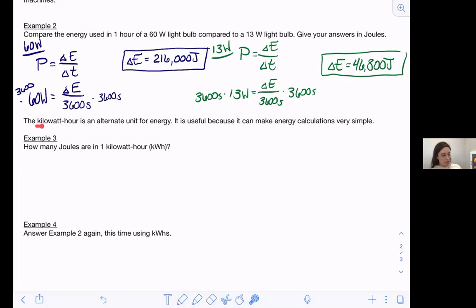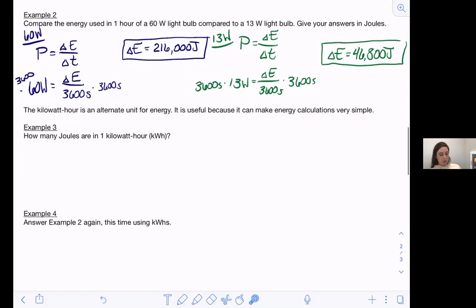Instead, they use this thing called a kilowatt hour, which you may look at and say, I know what a watt is. Why are they telling me a unit for power? However, it is not actually a unit for power. It is a unit for energy, because we just saw that if we take a power and multiply it by a time, we get an energy. And this unit is taking a power and multiplying it with a time, and thus it is a unit for energy. And this is a really good unit because it can make energy calculations really simple. We'll do an energy calculation in kilowatt hours in one moment.